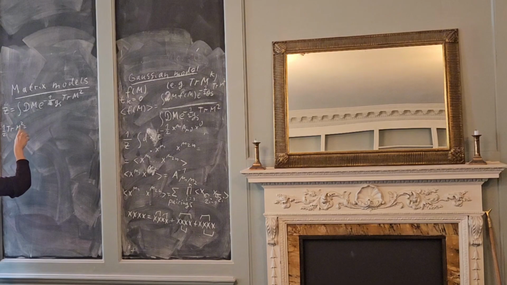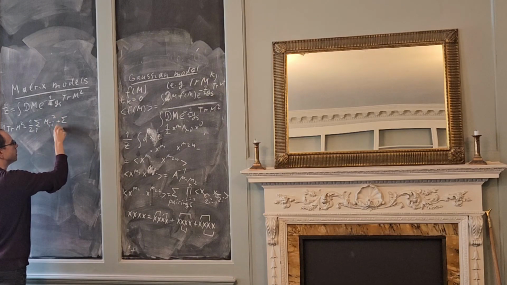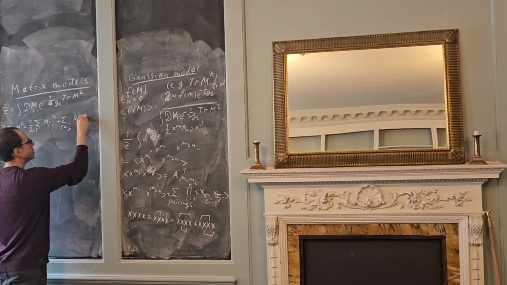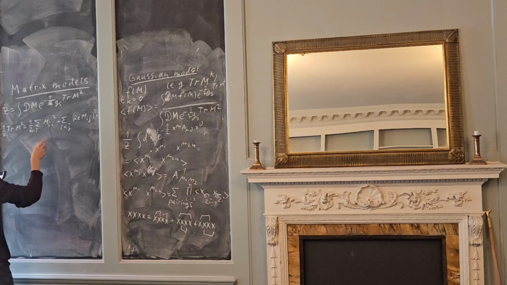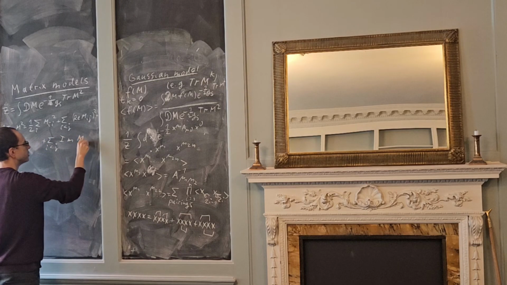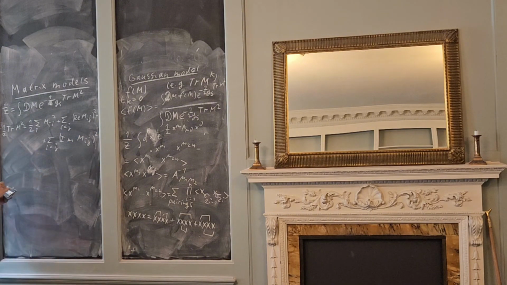1/2 trace M squared is 1/2 sum over i of M_ii squared, since the diagonal elements of a Hermitian matrix are real, plus the sum over i less than j of real M_ij squared. Now this one comes without a 1/2, as you can check. Plus the sum over i less than j of imaginary M_ij squared.